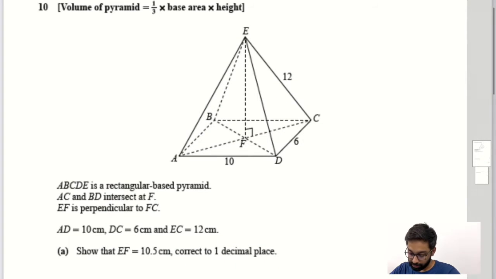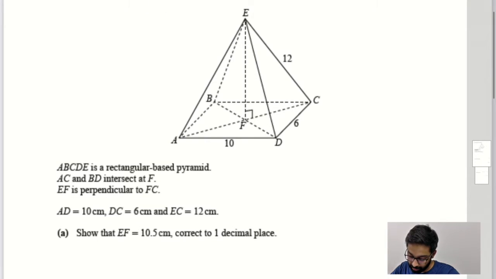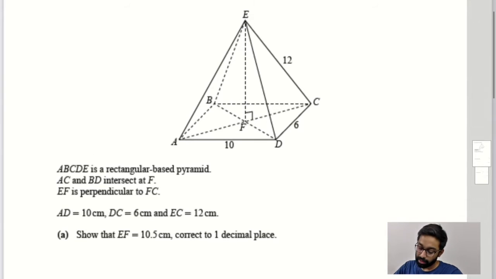Let's start. Here we have in front of us a pyramid with a rectangular base. ABCDE is a rectangular based pyramid. AC and BD intersect at F. EF is perpendicular to FC, AD is 10, DC is 6 and EC is 12 centimeters. Show that EF is 10.5 centimeters correct to one decimal place. They've asked us to find the height of this pyramid, EF.